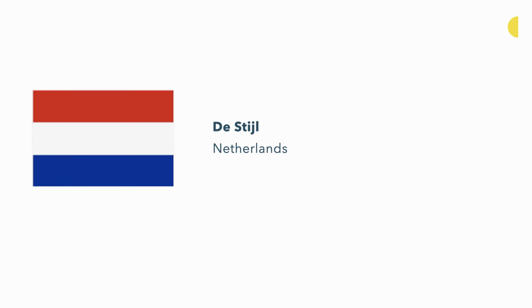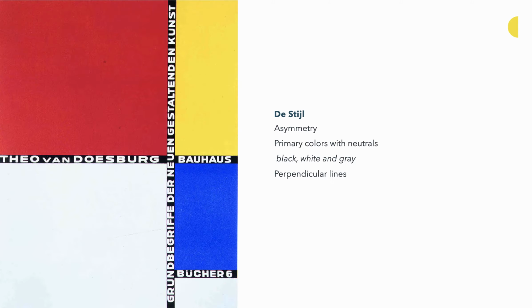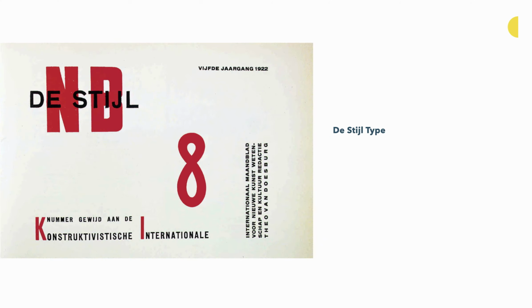The typography, as I mentioned, is that Cyrillic alphabet, which is a dead giveaway that you're looking at this particular style. Now, de stijl comes from the Netherlands, and it's characterized by asymmetry, primary colors with neutrals, black, white, and gray, and perpendicular lines, horizontals and verticals. Even though this piece says Bauhaus in it, don't be confused. Look at those colors with neutrals. So it's a great example, or a piece by Piet Mondrian.